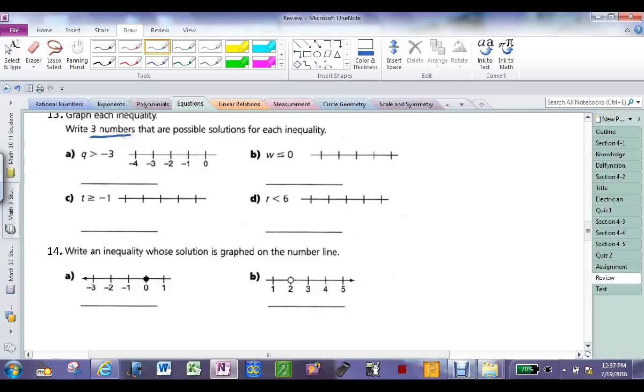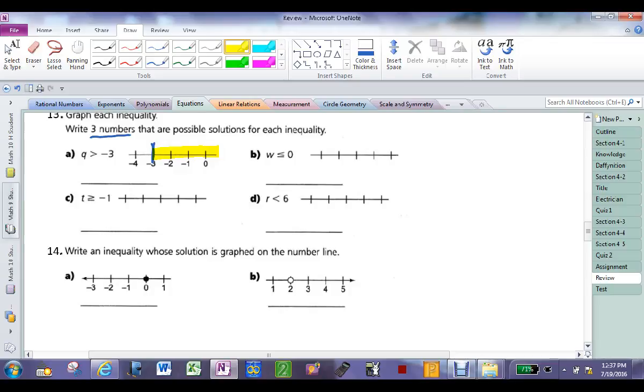Write 3 numbers that are okay. Did I specify what kind of numbers they had to be? No. Can they be integers? Yes. Can they be decimals? Yes. Can they be fractions? Yes. As long as it is greater than -3. So I put a number line here to help you out. Where's -3? Right there. Where is greater than -3? This way. To the right. So every number from -3 to positive infinity is the right answer here.